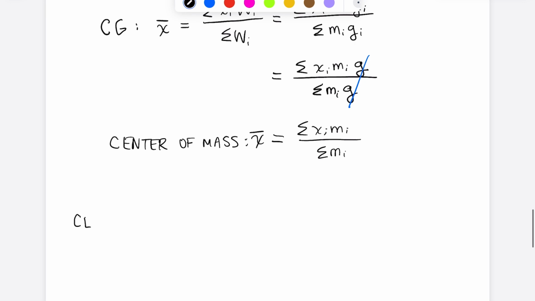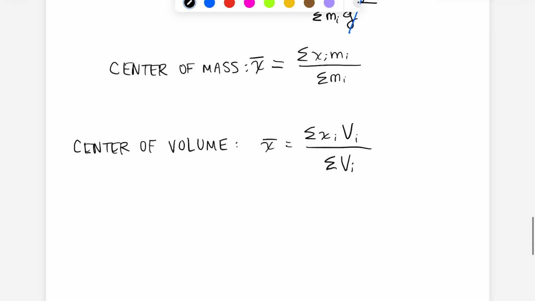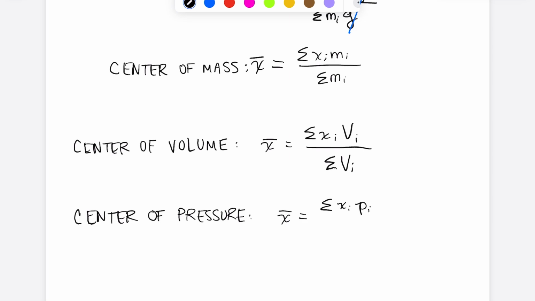We can calculate many different centers in this same way. So if we wanted to find, say, the center of volume, we would simply replace the mi and wi with vi for volume. We could also find the center of pressure. And again, we would just replace those individual mi's, wi's, vi's with pressures, pi. So we can change our weighting factor depending on exactly what type of center we wish to solve for.